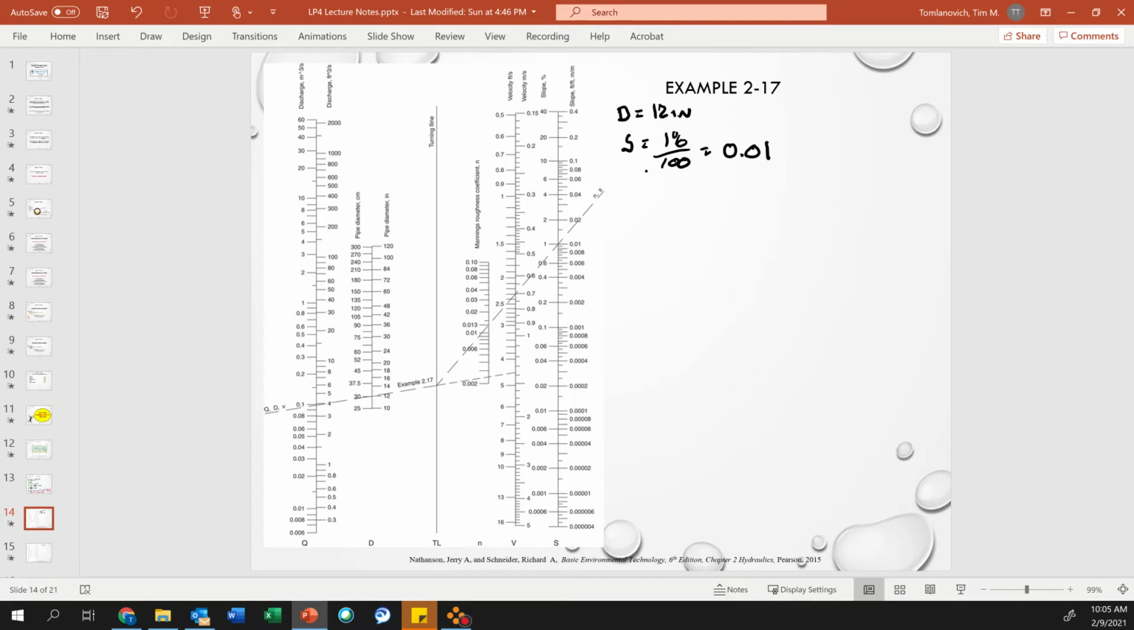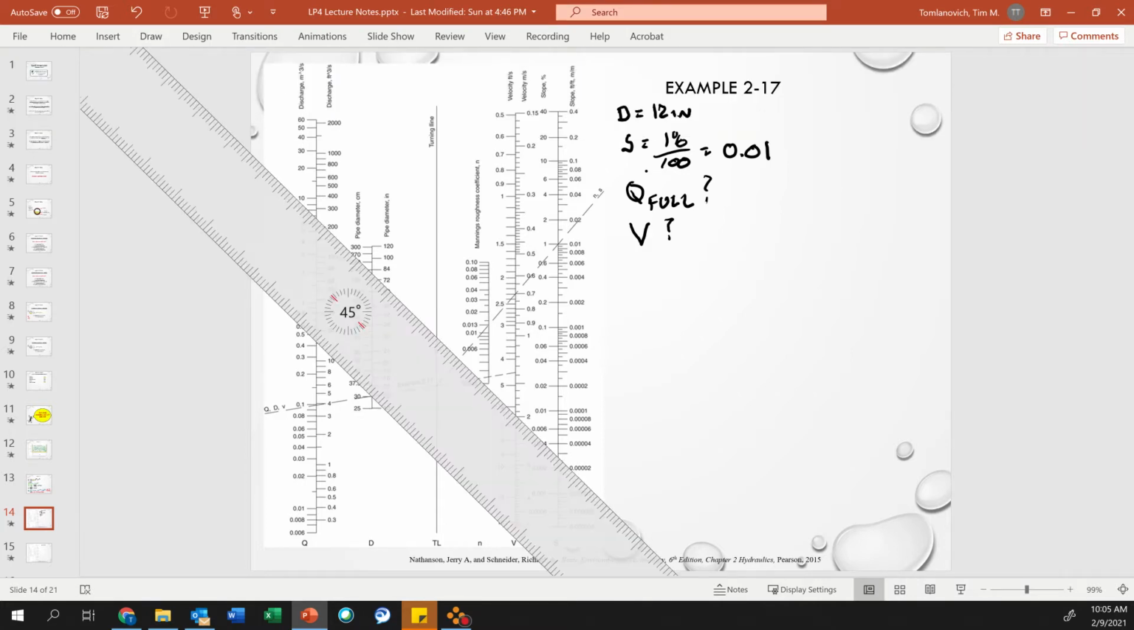It says, determine the discharge capacity of the pipeline with full flow. So we need Q full. And what else is it asking us? What is the flow velocity? V. It's asking us for V. All right, I'm going to show you how to use the nomograph here, and then we'll put these numbers into the equation. So how do you work this?